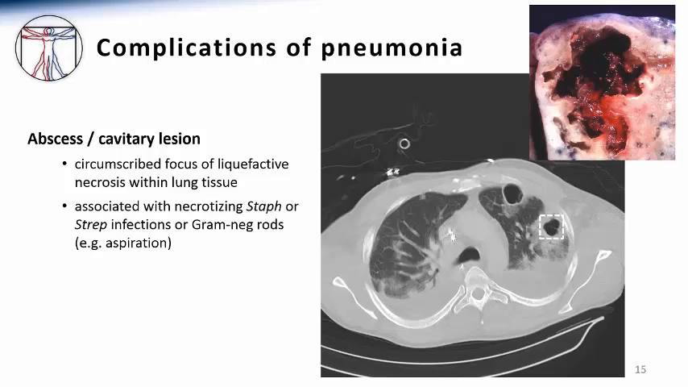Oftentimes, lung abscesses are associated with microorganisms that can result in necrotizing inflammation, such as staph and strep species or gram-negative rods, and often this occurs in response to an aspiration event.